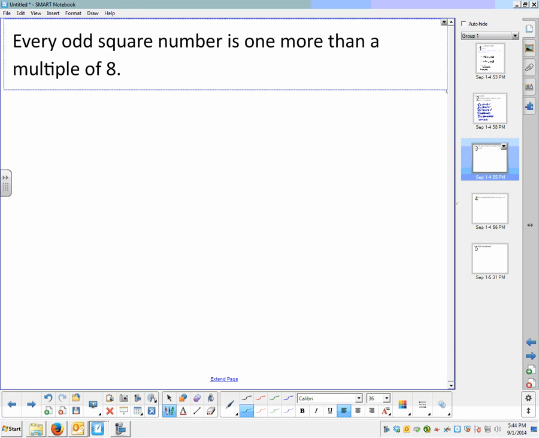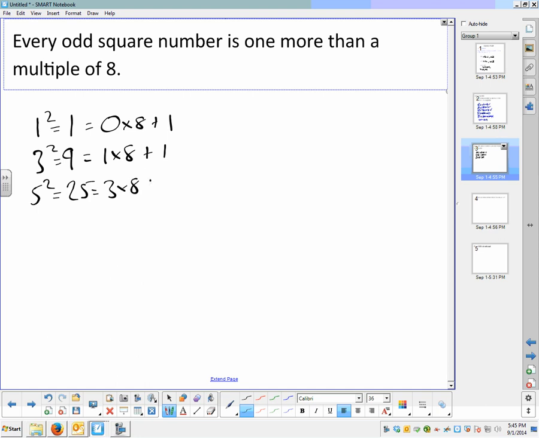If we were to try and check a couple, 1 squared is 1, which is obviously 0 times 8 plus 1, so it's true. 3 squared is 9, which is obviously 1 times 8 plus 1. 5 squared is 25, which is 3 times 8 plus 1. 7 squared is 49, which is 6 times 8 plus 1. And so on. You can see a bit of a pattern here as well. But how could we prove this completely?